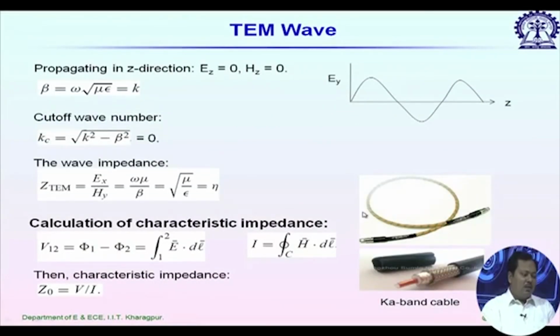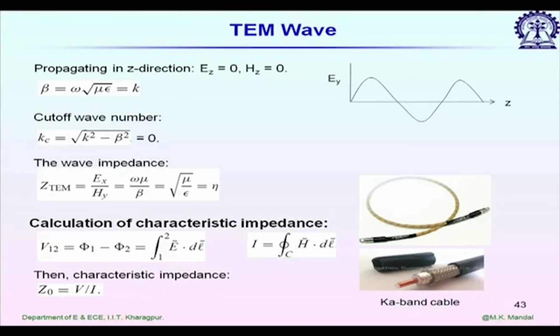So, before that we need to know what are the different types of modes that can exist in any guiding structure. So, mainly we deal with three modes: TEM mode or transverse electromagnetic mode. By definition, in the direction of propagation it does not have any electric field or magnetic field component. Then we have transverse electric mode. In the direction of propagation we will not have any electric field component, and the third one is transverse magnetic mode. In addition to these, we have many hybrid modes.